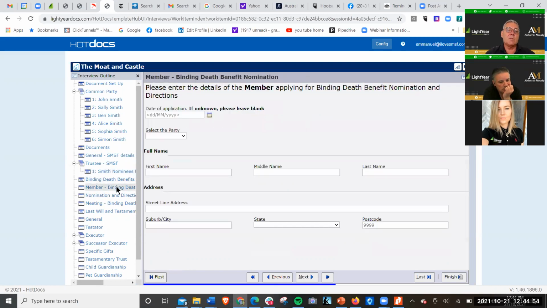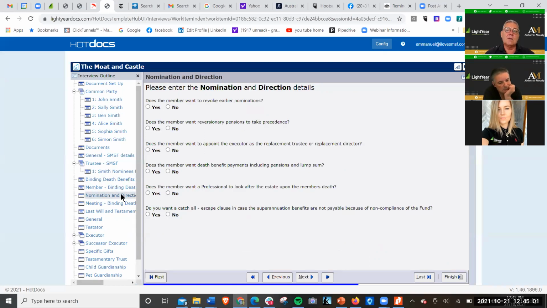Okay, so binding death benefit nominations. I need to put in the member's name, so that's easy. I've just got John Smith. Now, this is where there's a difference between here and a BDBN. In a BDBN, you're generally just going to have a payment of death benefits. That's okay, but it's pretty boring, really. So here, this is where it's more akin to a real will. For those of you who've seen real wills, you revoke earlier nominations. Do you want a reversionary pension to take precedence? I would say always is the case.